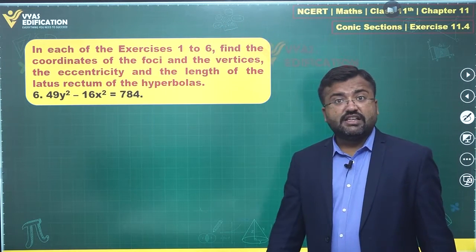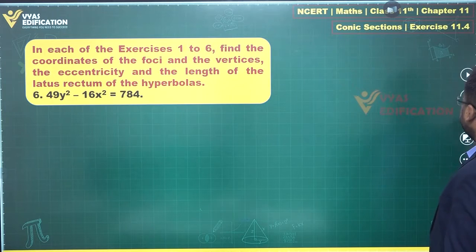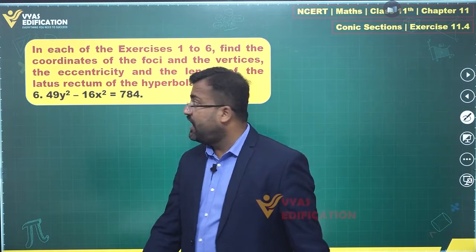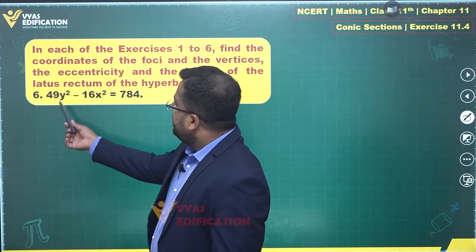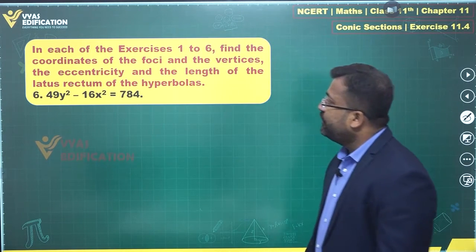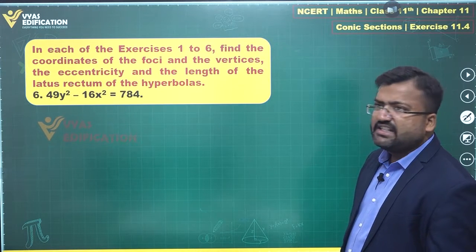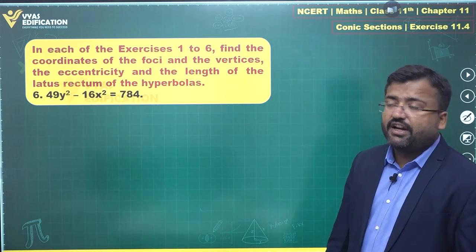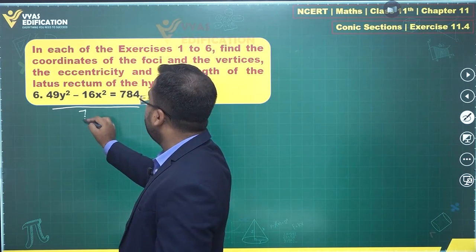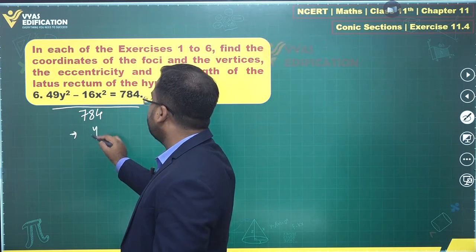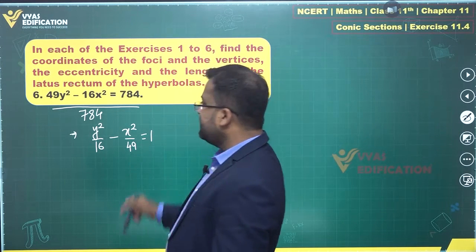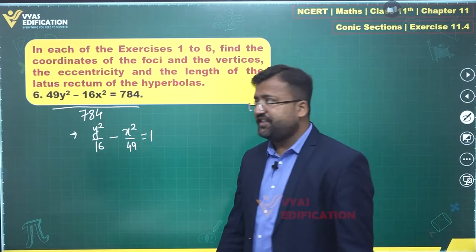Yes. The 6th question says we have 49y square minus 16x square equals 784. Okay, so let's deal with this one. Okay, and where does that take me? So 49 times 16, is this close to 784 or somewhat? 50 times 16 will be 800 minus 16. Okay, this is actually 49 into 16 only. So we divide by 784, and this tells me that y square upon 16 minus x square upon 49 is equal to 1. This is the standard form in which the equation is written now.